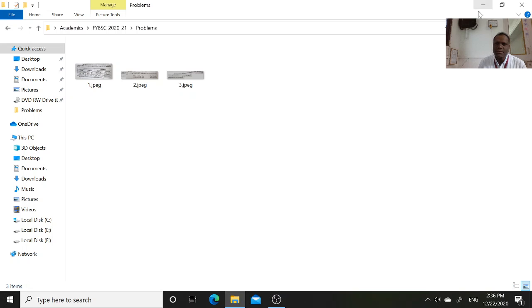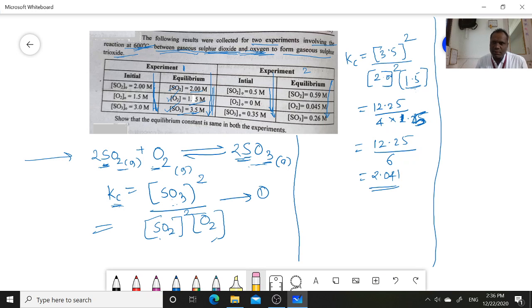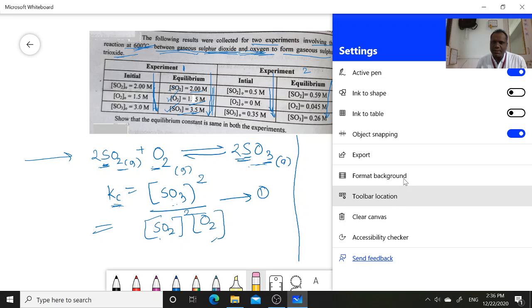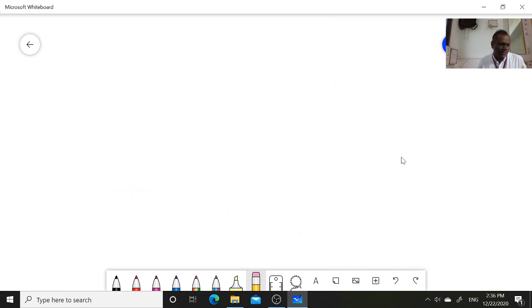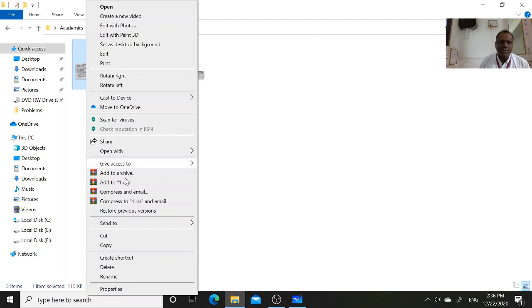So, good afternoon, friends. As I have told you, we will be solving more problems based on the equilibrium constant. There are two types of the equilibrium constant. When the term that is used is the molar concentration, it is Kc, and if a partial pressure is used, then it is the Kp. So, I will take the problem first.